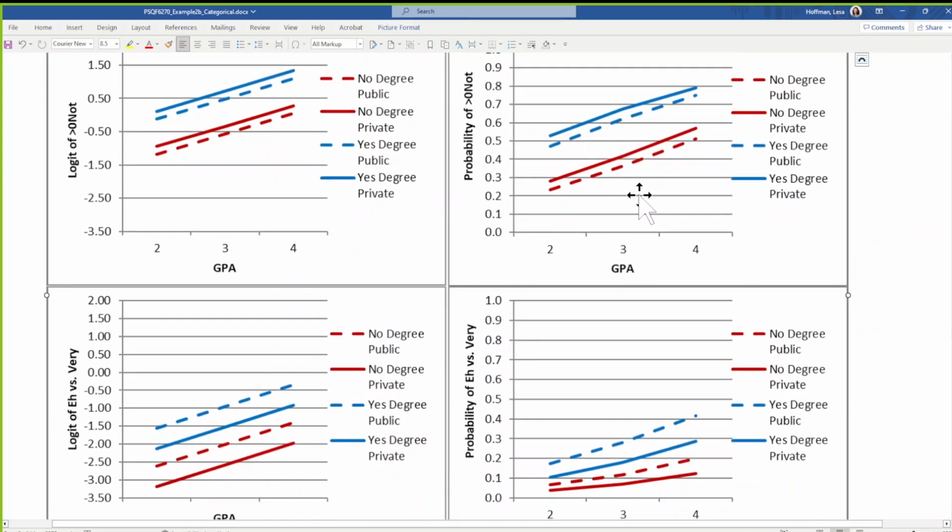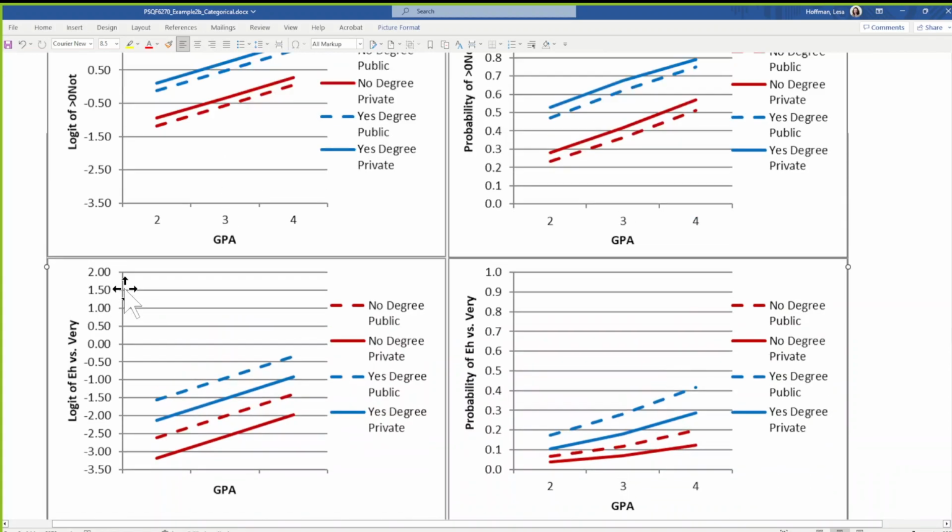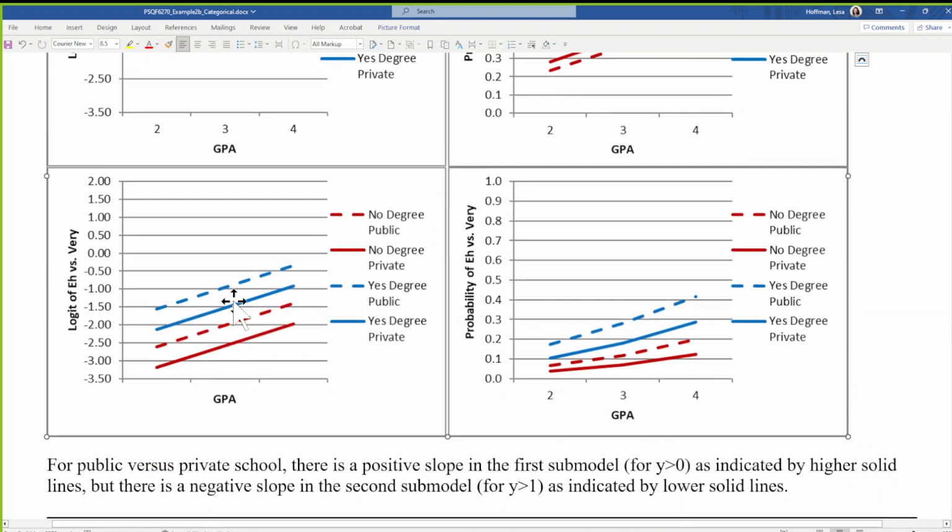That's my first submodel. Here's my second. This is differentiating 0, 1 versus 2. So now I'm trying to predict who is really likely to go to graduate school. Well, first off, note the difference in the scale. The lines are down here. You're less likely to say, yes, I'm definitely going to graduate school across the board.